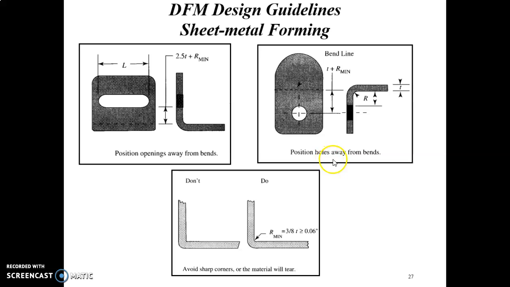Okay, this figure is about the position of holes away from the bend. So if the metal sheet has a hole here, the dimension is about the thickness of the material plus the minimum radius of this bend. This is how we measure the distance when we want to bend the metal: the thickness of the metal plus the bend radius, so we can determine a suitable distance.